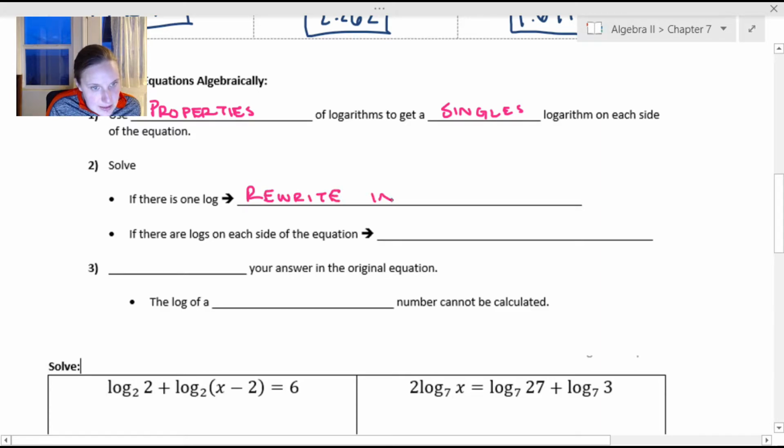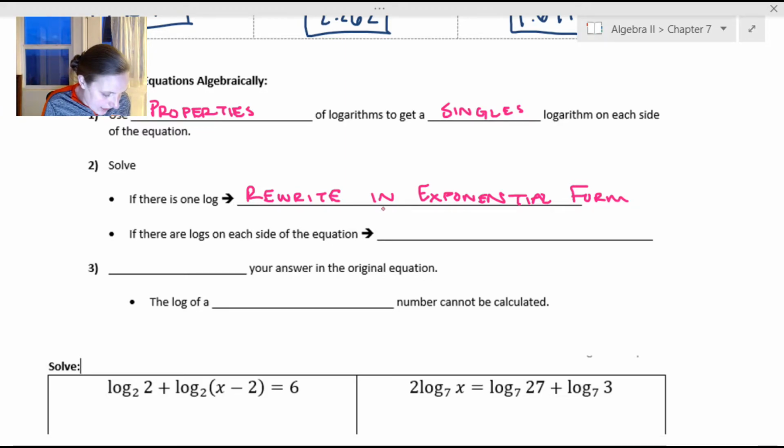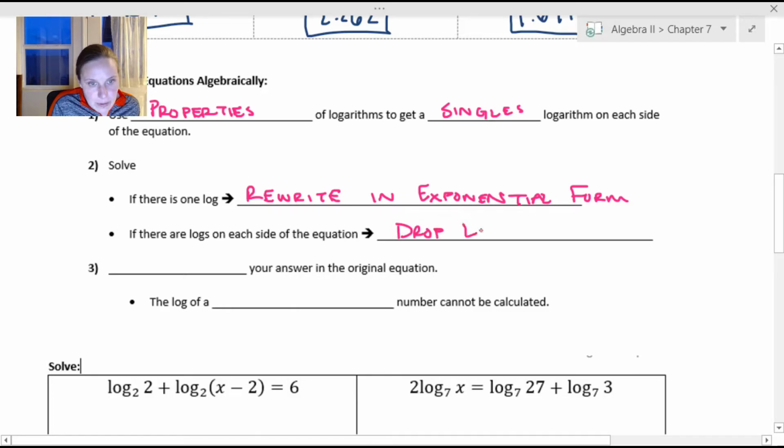Rewrite in exponential. Or step 2, if there's a log on both sides of the equation, we can drop the logs and just set what's inside equal to each other. So drop logs. All right, and then check your answer.